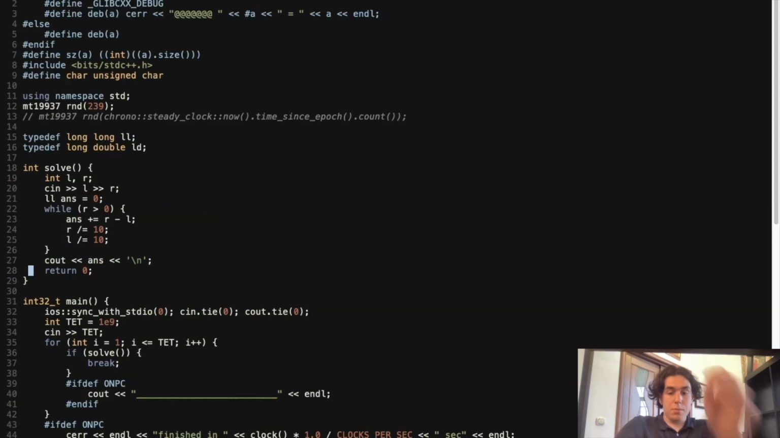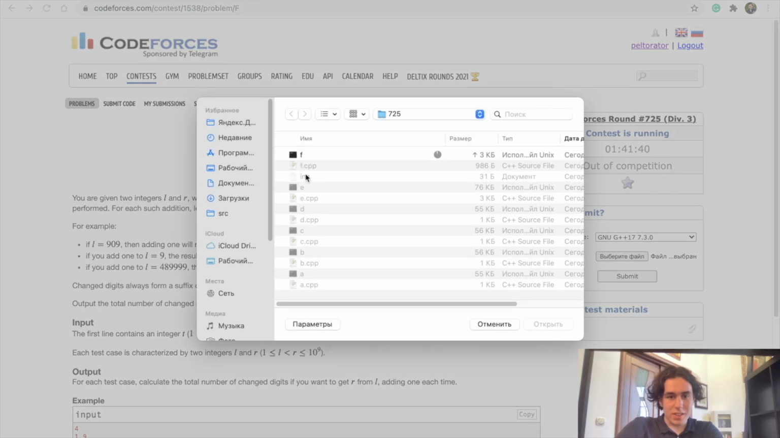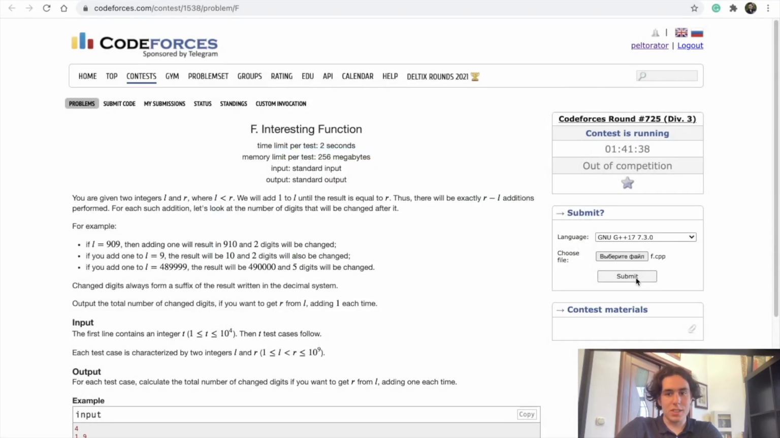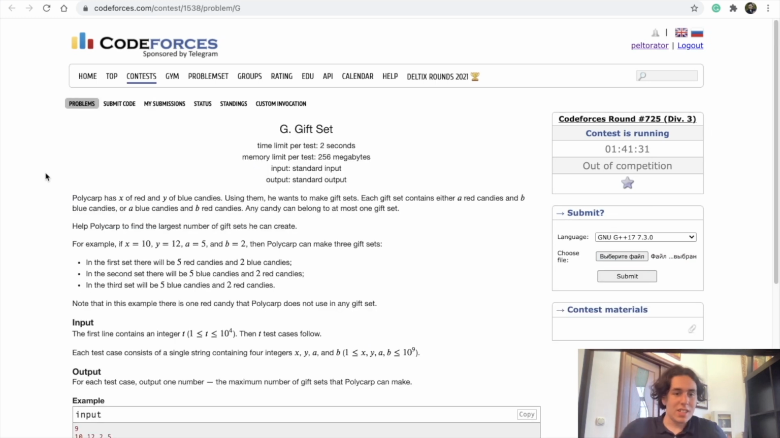Wasn't the previous problem much harder? Why are these even problems so easy? And C and A are much harder. Polycarp has X red and Y blue candies. Using them, he wants to make gift sets. Each gift set contains either A red candies and B blue candies.